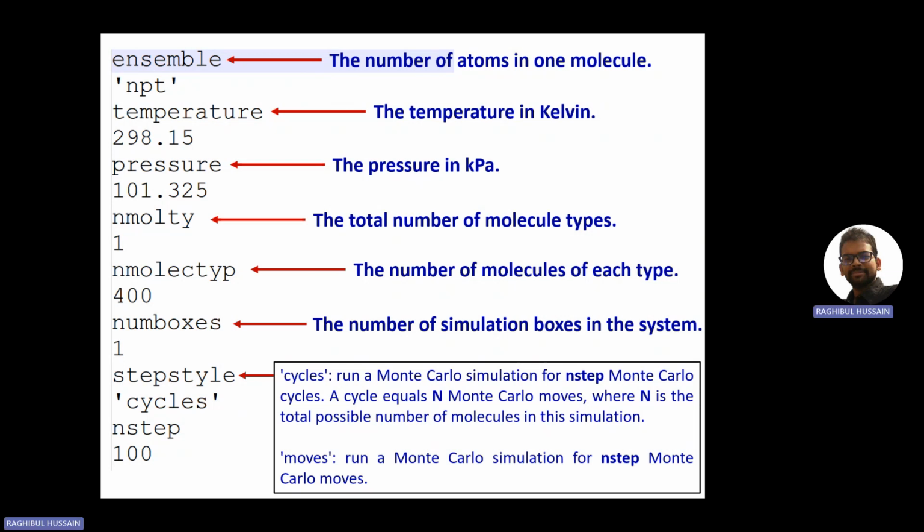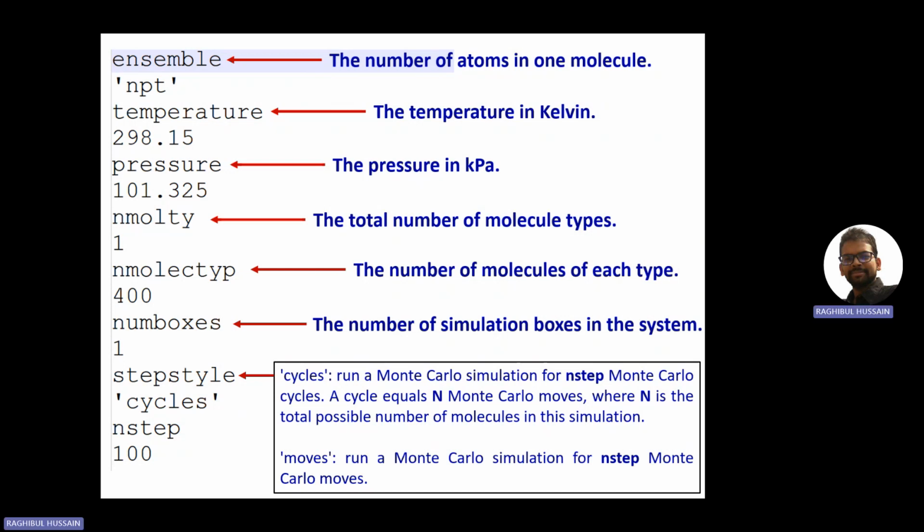Step style. In the last lecture, you found the value of pi, right? And if you remember, the graph had the number of steps on the x-axis, meaning how many times you want to perform the experiment, and the value of pi on the y-axis. Clear? Similarly here, step style in Monte Carlo has two options: one is cycle, another is moves.